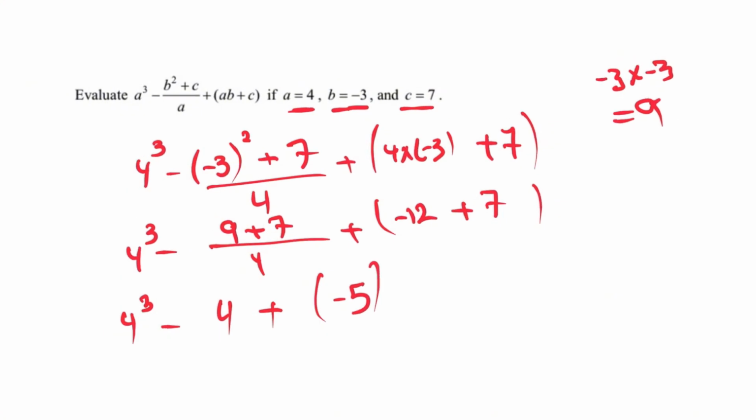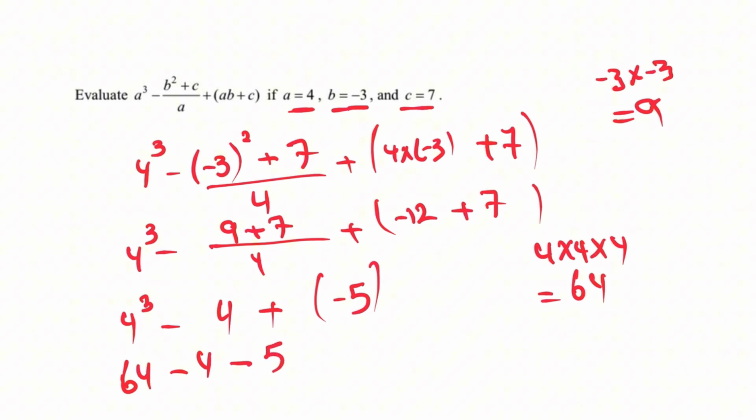As we said, from left to right, since we have addition and subtraction. 4 to the power of 3 equals what? That means 4 multiplied by itself 3 times, understood? Equals what? 16 multiplied by 4, 64. So 64 minus 4 minus 5. Understood? Because plus with minus is minus, okay? So now 64 minus 4 equals what? 60 minus 5. 60 minus 5 is 55. And this is the final answer.